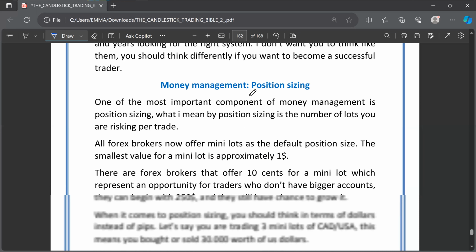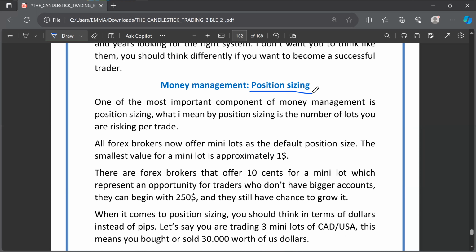Money management, right? This is an introductory video or lesson on money management. We are not going to go deep. We're just going to give you a fair idea of what it is. One of the most important components of money management is position sizing. What I mean by position sizing is the number of lots that you are risking per trade. We'll talk about lots and contract size, they go hand in hand. We also talk about leverage, which also goes hand in hand. You have to understand these terms before you can trade profitably.